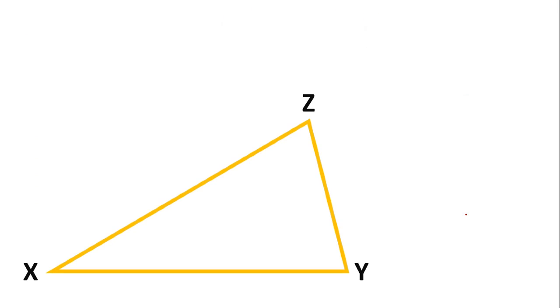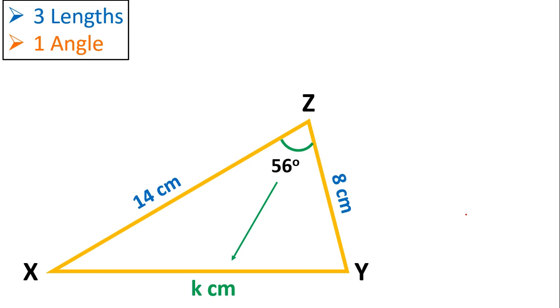So let's suppose I have an example like this, XYZ, where my XZ is 14 centimeters, my ZY is 8 centimeters, my angle Z is 56 degrees, and the length right opposite to 56 is K centimeters. Now, if you notice carefully, there are three lengths involved and one angle involved. It doesn't matter if one of your angles is missing or one of the lengths is missing. The point is that the whole question is revolving around three lengths and one angle, which means I'm going to be using the cosine rule. Now, what am I supposed to be finding in this?